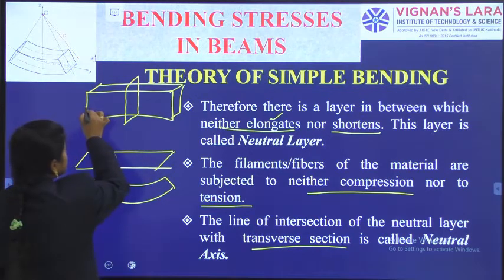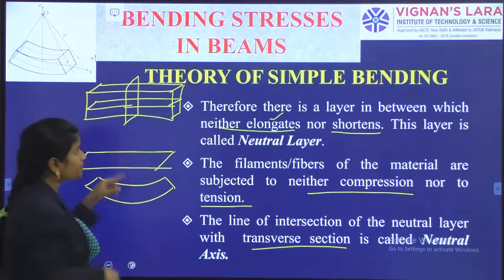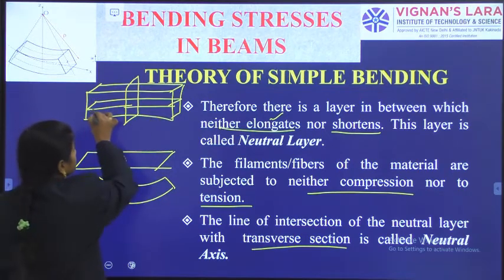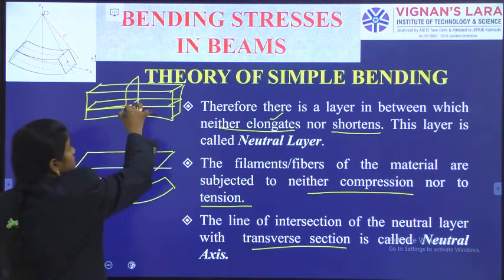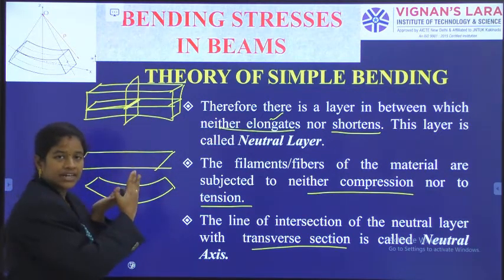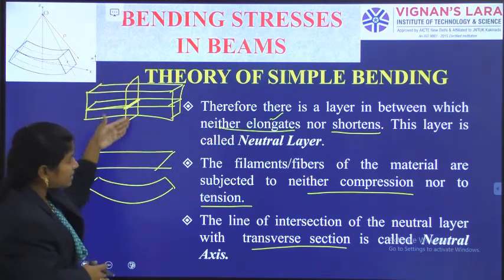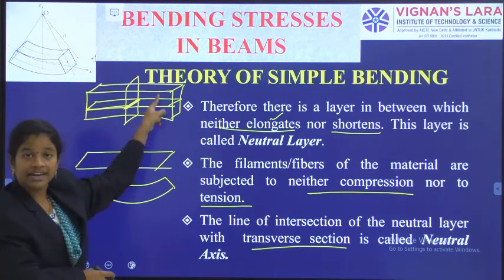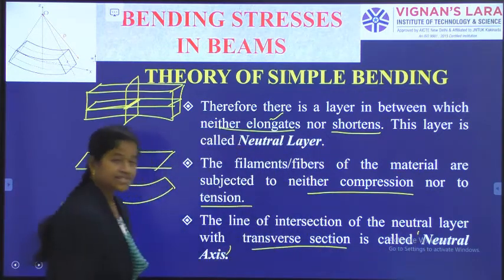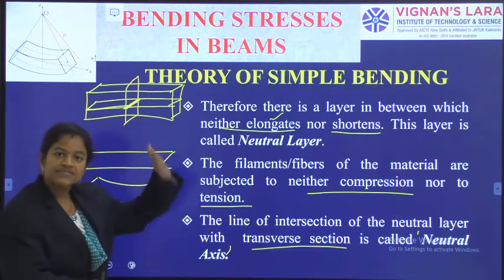Now, in this transverse section, this neutral layer is also there, right? Now, the line of intersection of the neutral layer and the transverse section. This line is there, right? So, this horizontal plane and there is a vertical plane. In this way, at the line of intersection of the neutral layer and the transverse section, you can observe a line. That line of action, we are naming as the neutral axis.